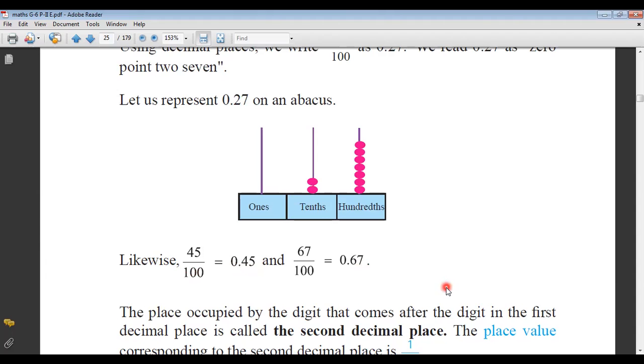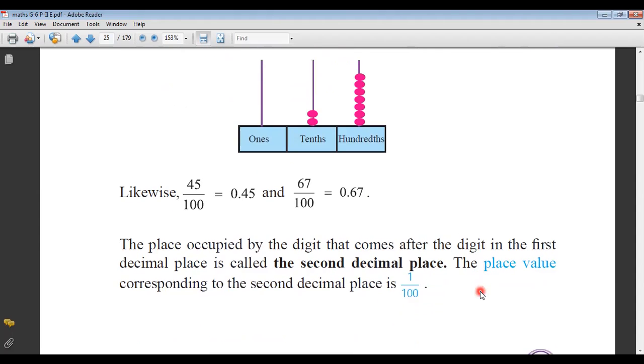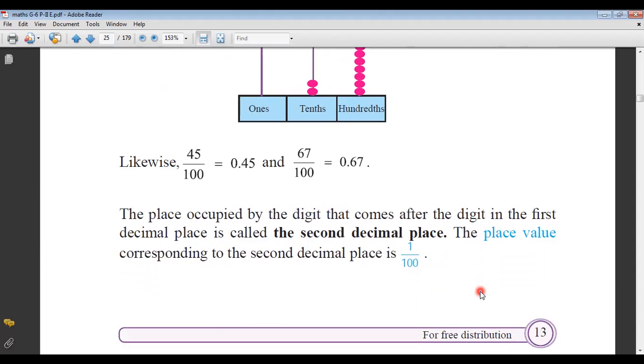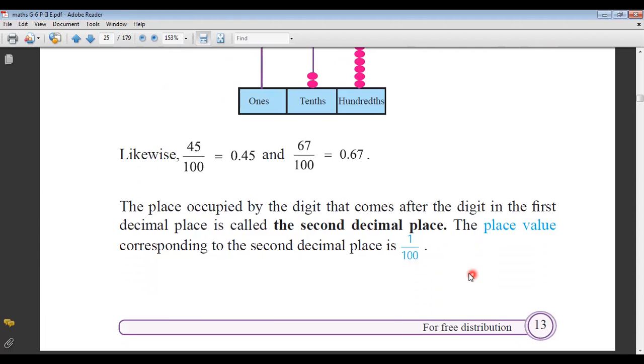Hope you understood. The place occupied by the digit that comes after the digit in the first decimal place is called the second decimal place. The place value corresponding to the second decimal place is 1 out of 100. Second decimal place means 1 out of 100.